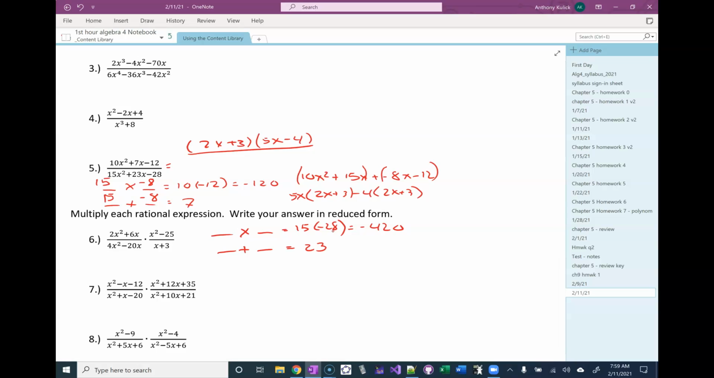So positive 42 and negative 10 multiply to give me negative 420, but they add to 32 instead of 23. So I need to use a number closer together. So maybe we'll try, yes. So I got 10x squared plus 15x, minus 8x.